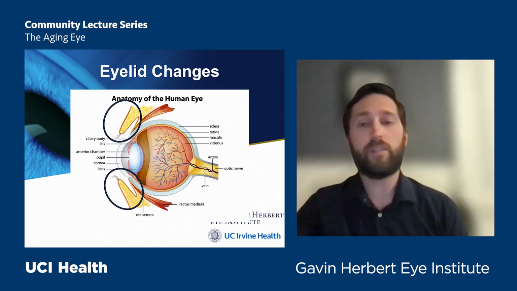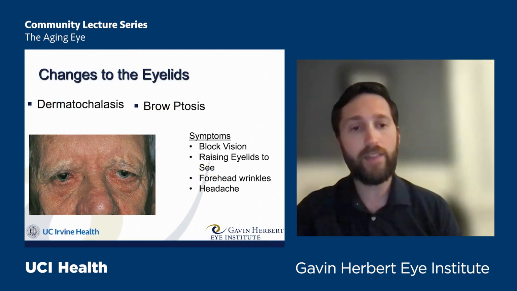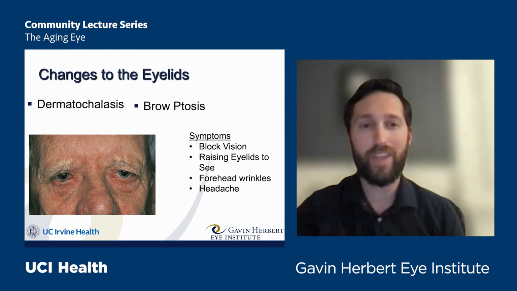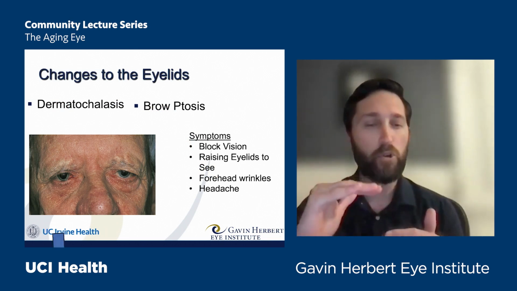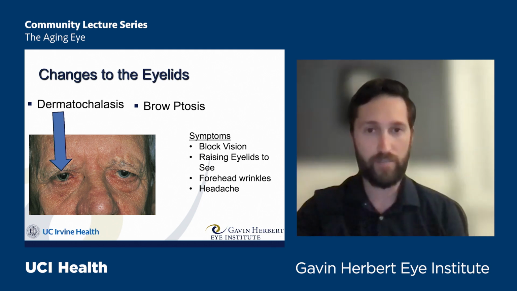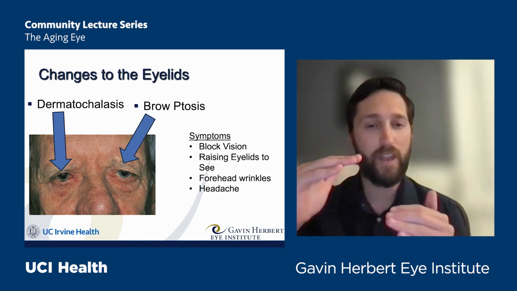The first thing is something we call dermatochalasis. If you look at this person's eye, the eyelid here is drooping. Dermatochalasis is when you get excess skin over the eyelid, and that excess skin can push down on the eyelashes, and the eyelashes and the eyelid can start covering the vision. A similar phenomenon is called brow ptosis. That's where you have excess skin or sagging of the skin above the eyebrow, and things sag down.